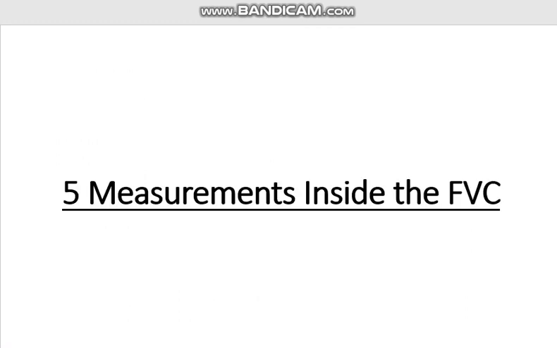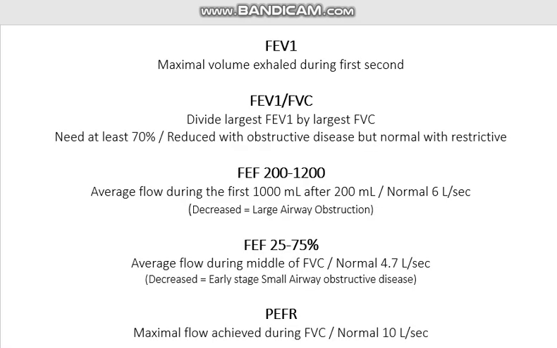5 measurements that can be found inside the FVC are the FEV1, which is the maximal volume exhaled during the first second. The FEV1 to FVC ratio. This is found if you divide the largest FEV1 by largest FVC. Patient needs to obtain at least 70%, however it will be reduced with obstructive disease but normal with restrictive.